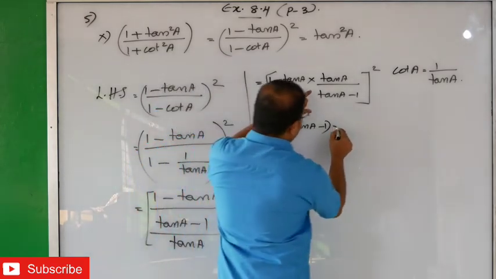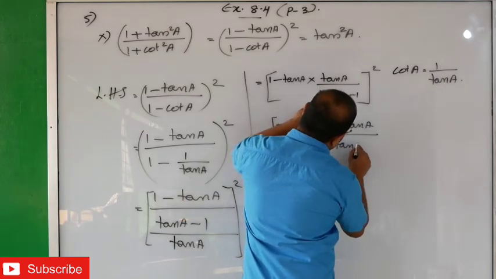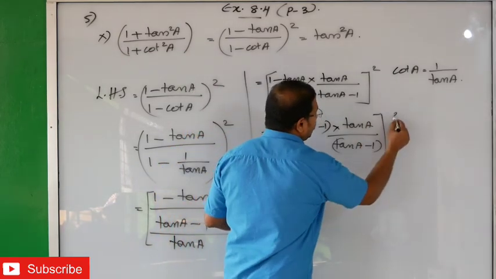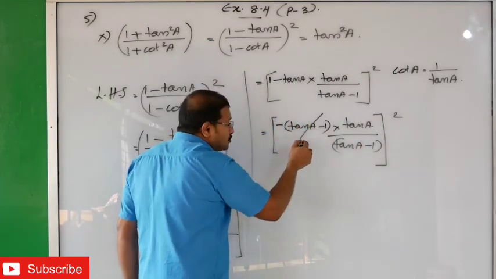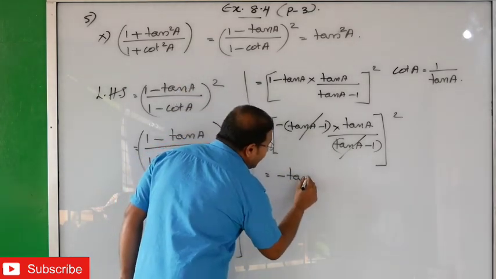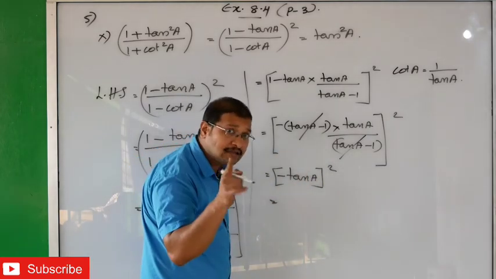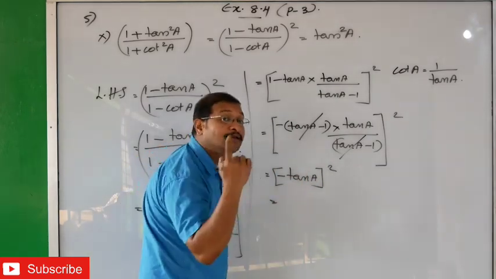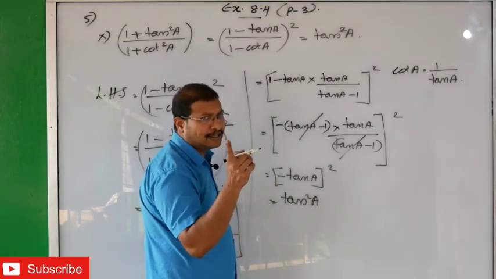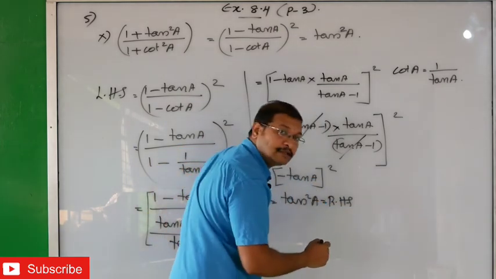Ready? Into tan A by tan A minus 1 in the denominator, the whole square. Now, tan A minus 1, tan A minus 1 will cancel. Balance minus tan A the whole square equals square of minus plus. Now, square of tan, tan square. So, the answer is tan square A, that is RHS. That is proved.